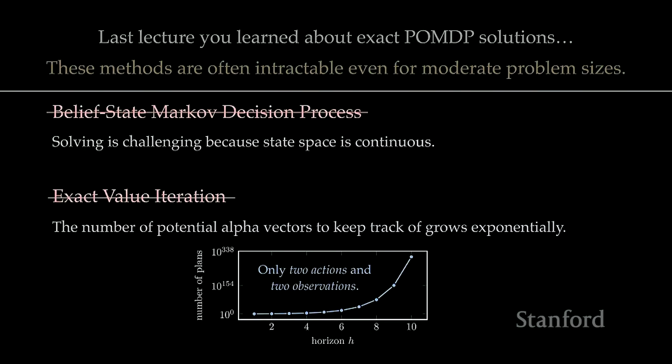So in general, these exact methods, we can try to do them for smaller problems. Sometimes we can prune enough alpha vectors that it will work out. But in general, it's really hard to solve POMDPs exactly. So today, we're going to be talking about approximate methods for solving POMDPs. These are much more scalable. Unfortunately, we won't get the exact optimal policy, but we can at least try to get an approximation that's as good as possible.